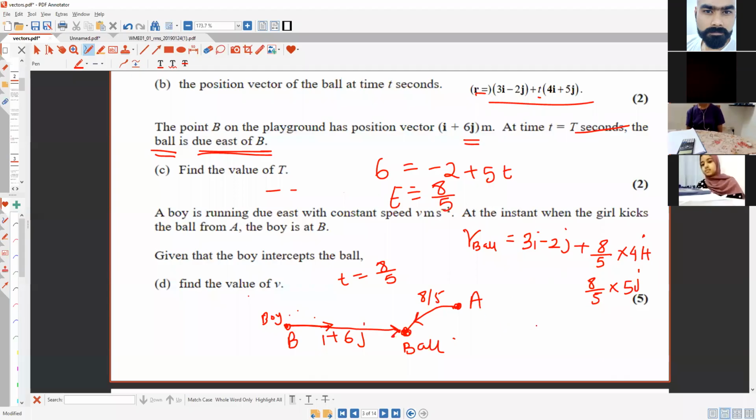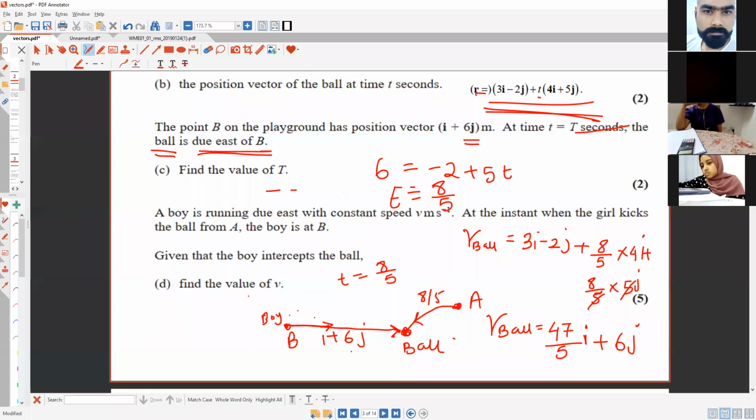So where is the ball? The ball is at 3 plus 32/5, which is 47/5 i. Plus, let's go with the j now. j is going to be 8 minus 2, because 5 and 5 get cancelled. So 8 minus 2 is 6j. Okay, so we know the position vector of the ball.